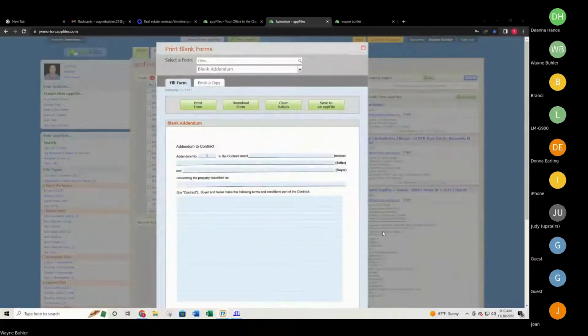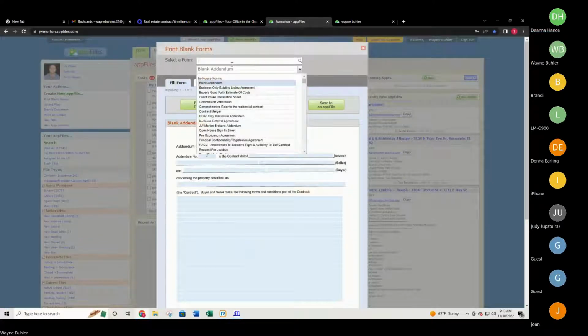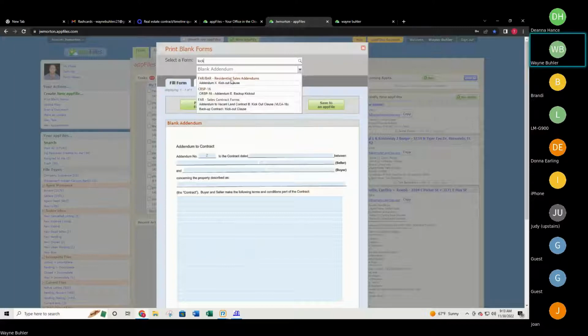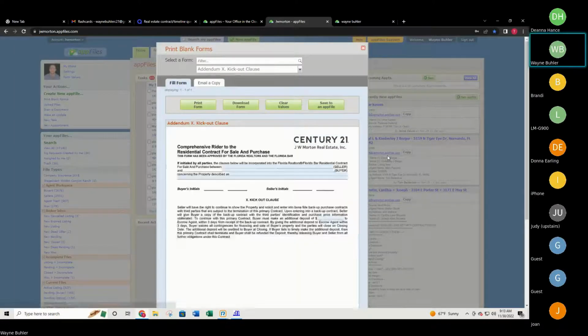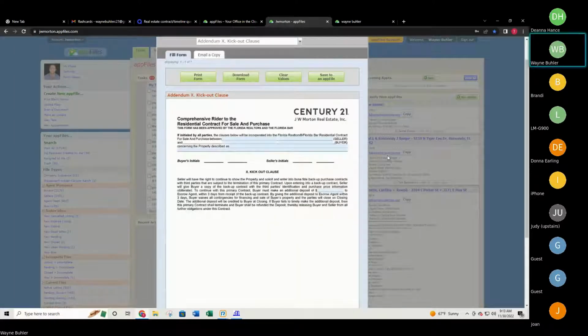So the next question would obviously be, what is a kick-out clause? Am I right? Well, we have one in our files. I'm just going to read it real quick for everybody to understand. It says, seller will have the right to continue to show the property and solicit and enter into bona fide backup purchase contracts with third parties that are subject to the termination of this primary contract.